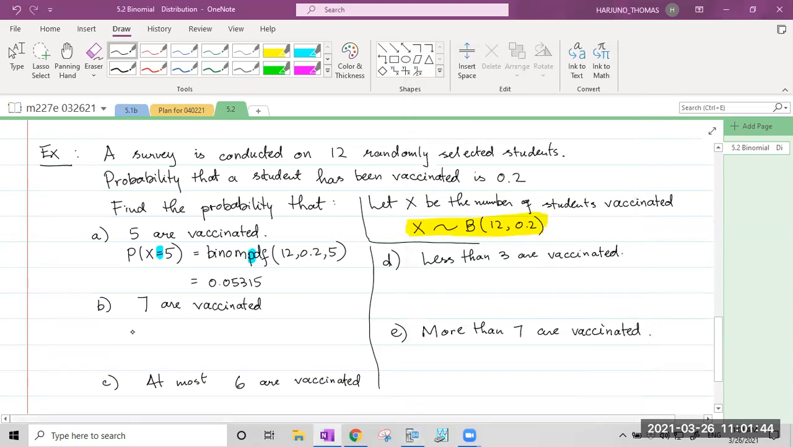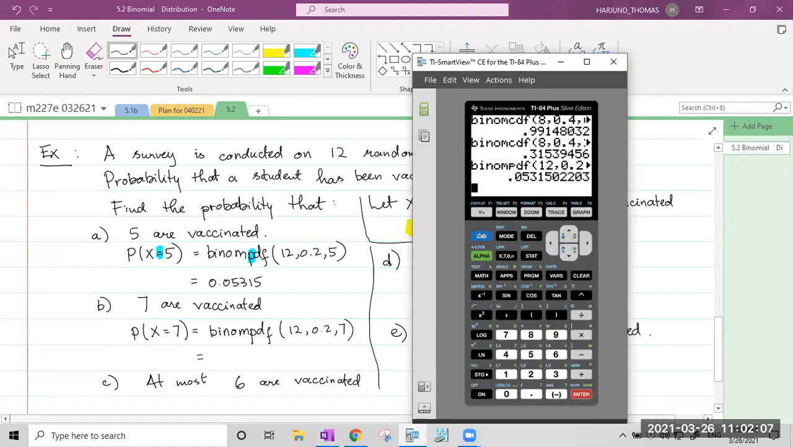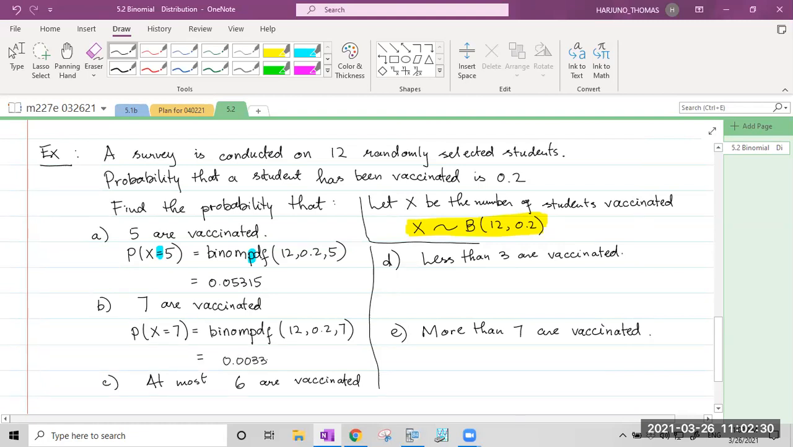Now, part B. What is the probability that the number of students vaccinated is 7? That's basically the same, right? Binom PDF 12, 0.2, 7. Then on my calculator, binom PDF 12, 0.2, 7, gives 0.00332. Given that the probability that a student has been vaccinated is 20%, the probability we get 7 of them vaccinated among these 12 is extremely low.